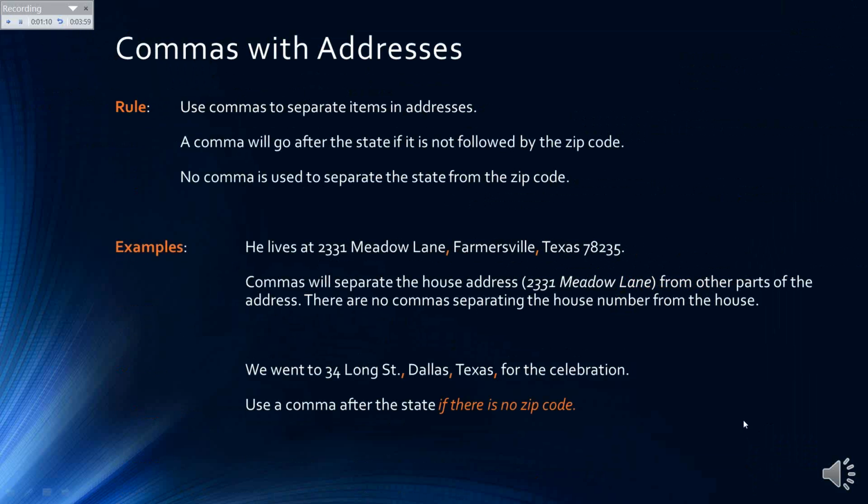Here's another example. We went to 34 Long Street, Dallas, Texas, and see how the sentence continues? So we must put a comma after Texas also, as long as there's no zip code. And then if there is a zip code, then we would separate the parts from each other, and then we would also put a comma after Texas in the zip code before we continue on with the sentence.